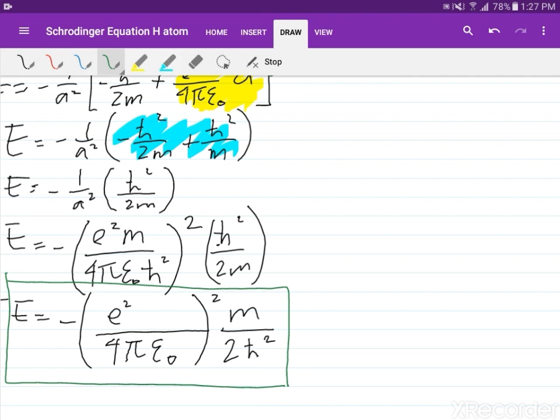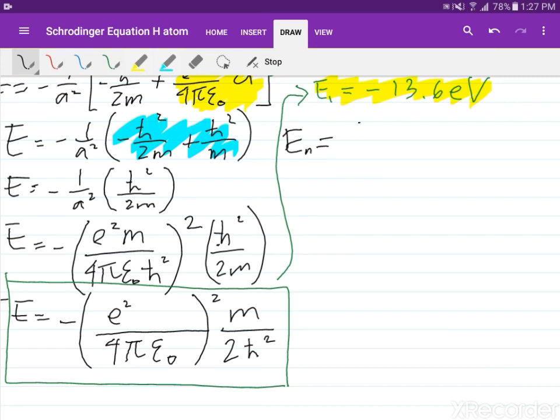So if you would recall, this is actually the ground state energy. So this is E of n equals 1 equal to minus 13.6. If you simplify all the constants, minus 13.6 electron volts. So if we want to know the energies above the ground state, we have E_n to be equal to 1 over n squared times E_1. So there we have it. This is our quantized energies.